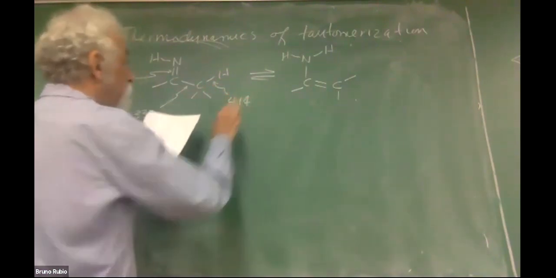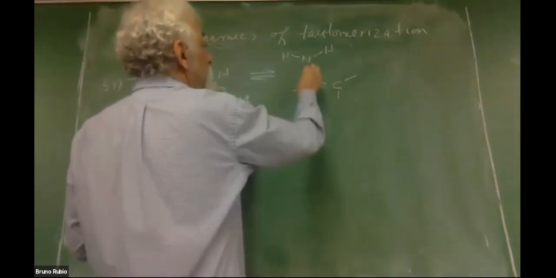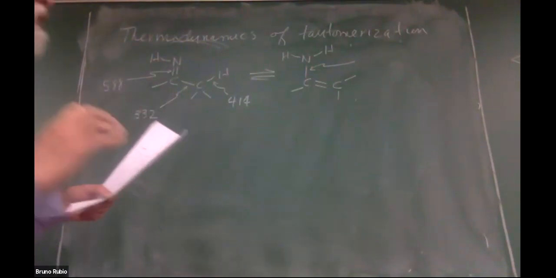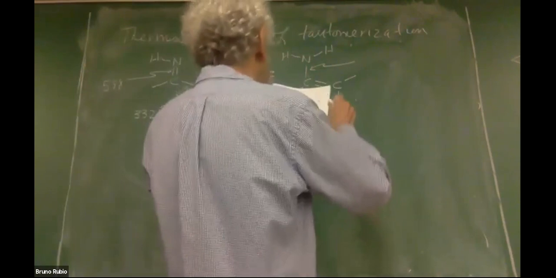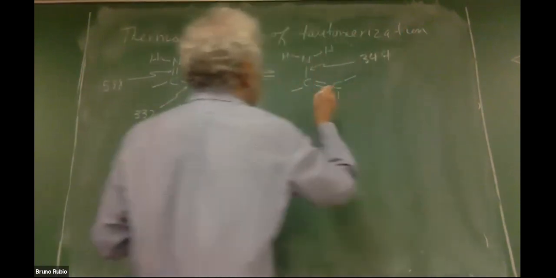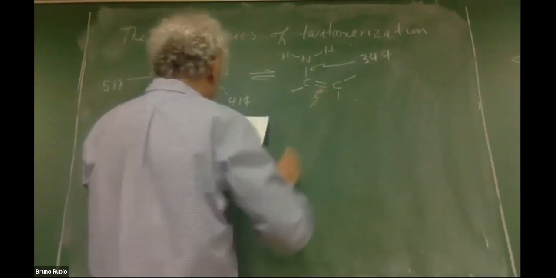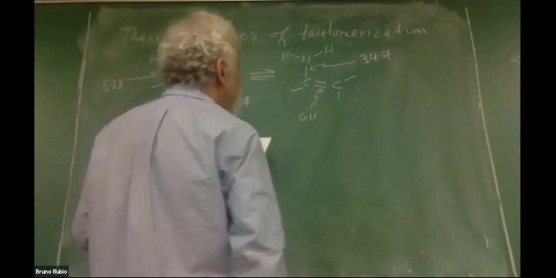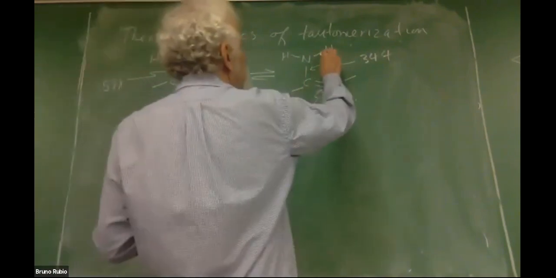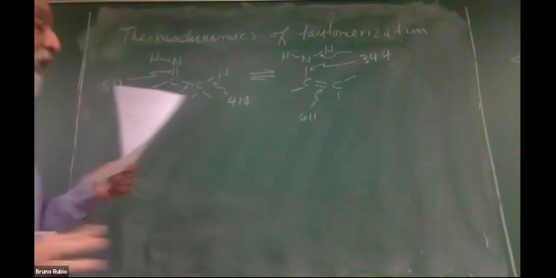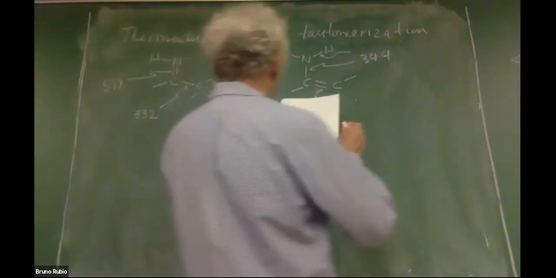It's worth 414. Over here, this is a new bond, right? I didn't have a carbon-nitrogen single bond in the reactant. I had a carbon-nitrogen double bond. So it's new. It's worth 344. This carbon-carbon double bond is new. It's worth 611. And this nitrogen-hydrogen bond is new. It was worth 372.